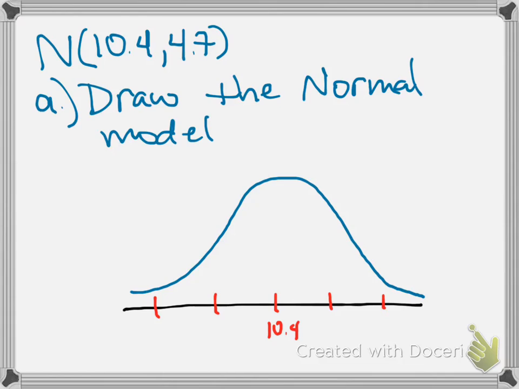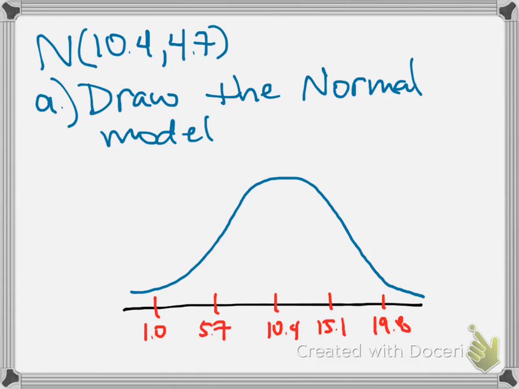And so, of course, to get these values, we need to add 4.7 to the mean and then subtract 4.7 from the mean. So if we travel 1 standard deviation above our mean, we'll be at 15.1 inches in diameter, and if we travel 2 standard deviations above our mean, we will be at 19.8 inches in diameter. And then likewise, if we travel 1 standard deviation below the mean, we'll be at 5.7 inches in diameter, and then a second standard deviation below the mean will be at exactly 1 inch in diameter.